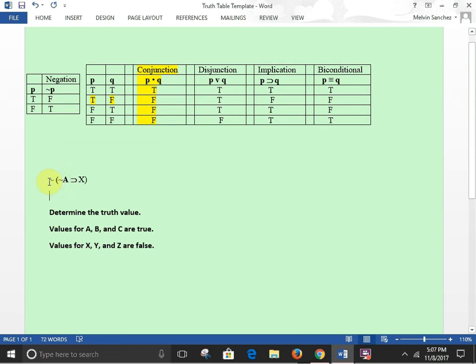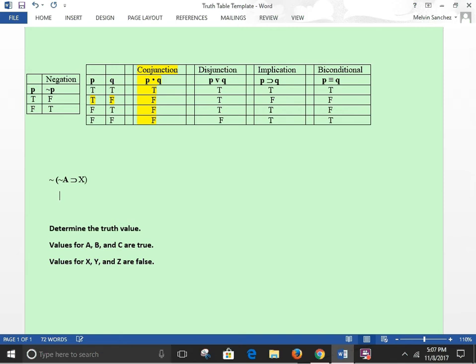We have the negation outside, and it applies to the whole thing, so that's our main operator. Okay, so now we proceed by doing what we did with the first problem, the same kind of thing. We apply the T under the A, and we apply the F under the X, because we know that A is true and we know that X is false.